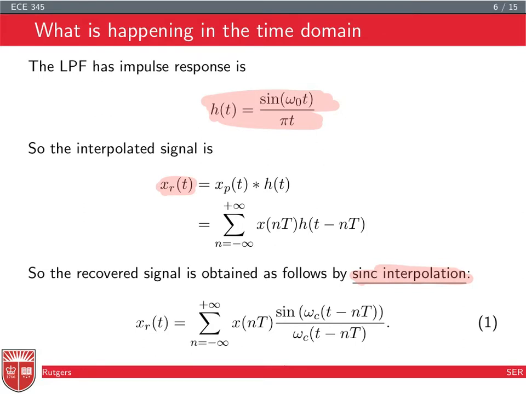So this is why the recovered signal is going to be the sampled signal xp convolved with h of t, right? Since xp of t is an impulse train, the recovered signal, meaning the output of the low-pass filter, is going to be the sum over n of x[n] h(t minus nT).